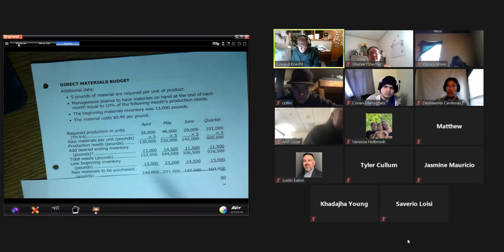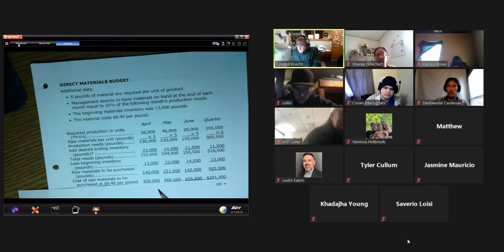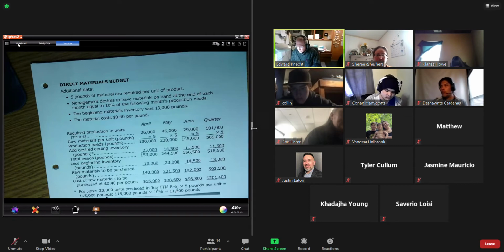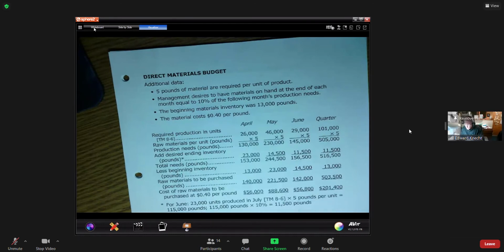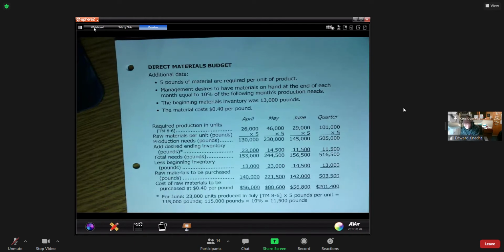So we get raw materials to be purchased. Cost of raw materials is 40 cents times the pounds. So we have the total amount needed. For June, we have 23,000 units produced in July, 5 pounds, that's 115,000 pounds, and we want 10%, correct? 10% for our ending. Any questions there on our direct materials budget?